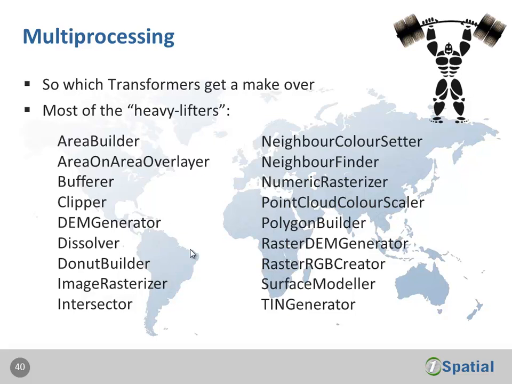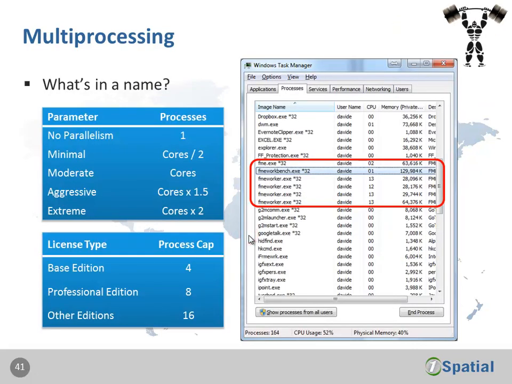What you can see, these are the heavy lifters, the guys that do the work. So the clipper transformer, the buffer transformer that you use regularly, the polygon builder. All these transformers are used regularly in heavy lifting processes, and now what it means is that you can essentially spawn mini processes. So what this means is that you can make use of hardware that has more than one core in it. So this gets a bit technical, but if you're interested, go and have a look at the FMEpedia article on this multi-processing capability.